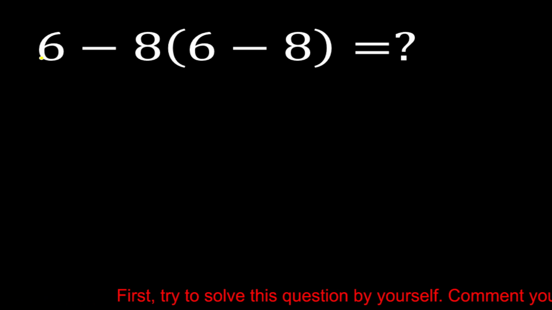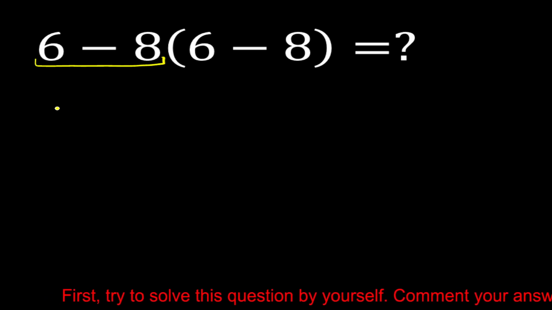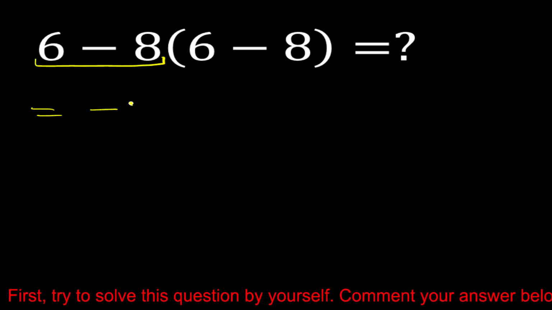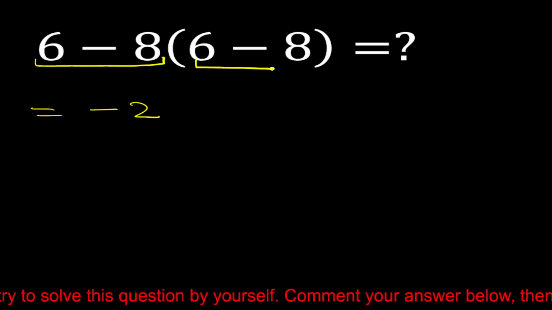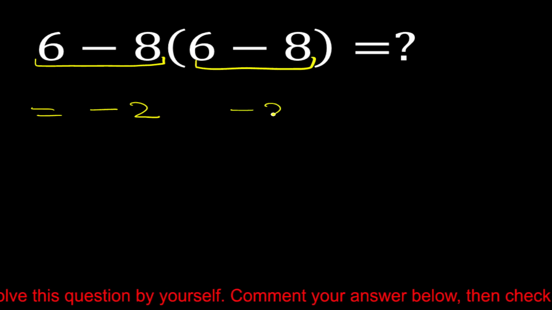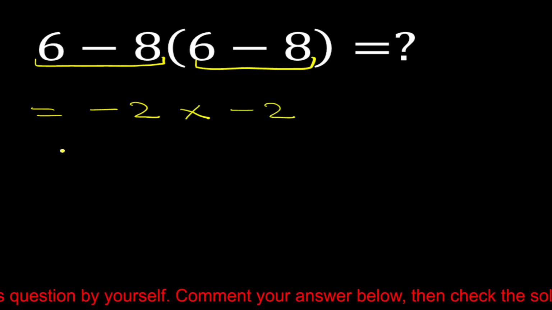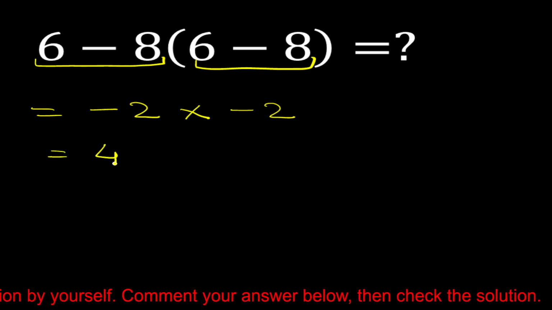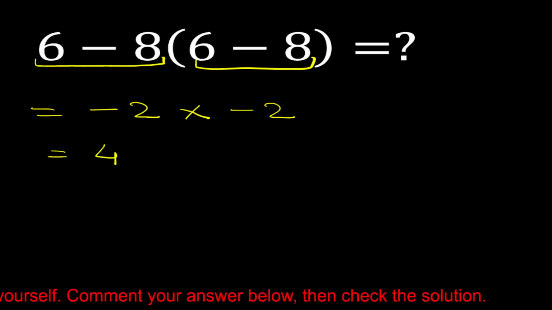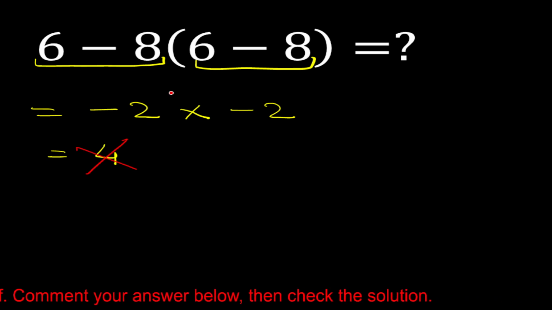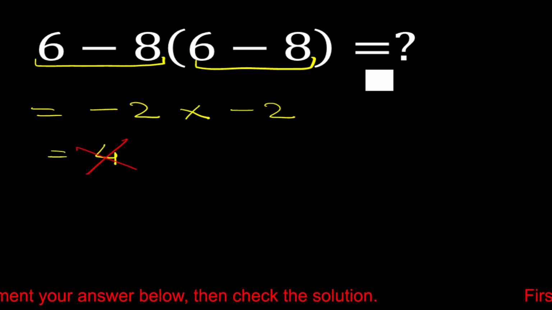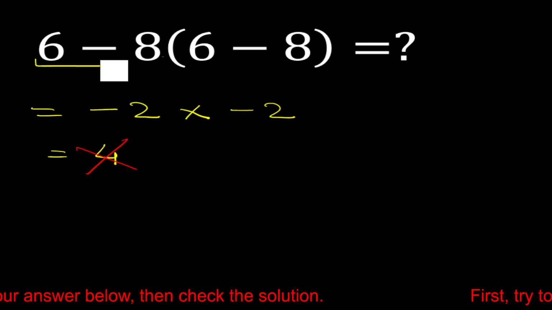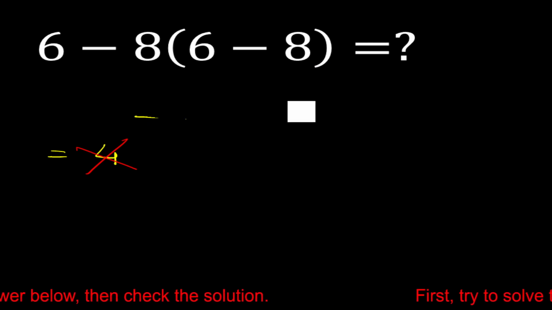Most people solve this question like 6 minus 8 is equal to minus 2. Then again 6 minus 8 is equal to also minus 2. Now minus 2 multiply minus 2 is equal to 4. But this answer is not correct. This answer is completely wrong. So now let's solve this problem correctly by using the PEMDAS rule.